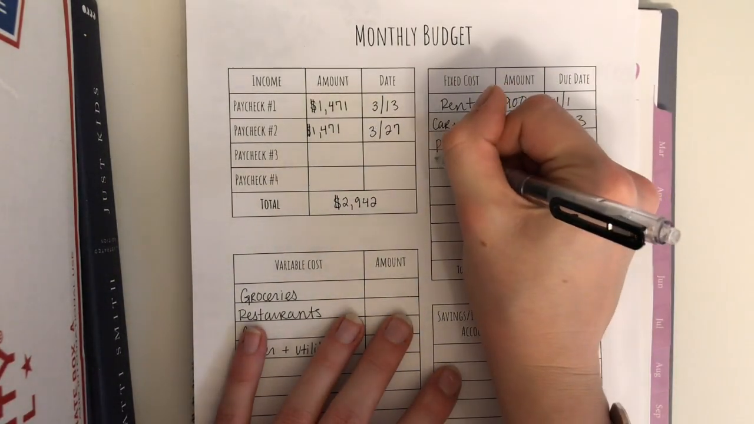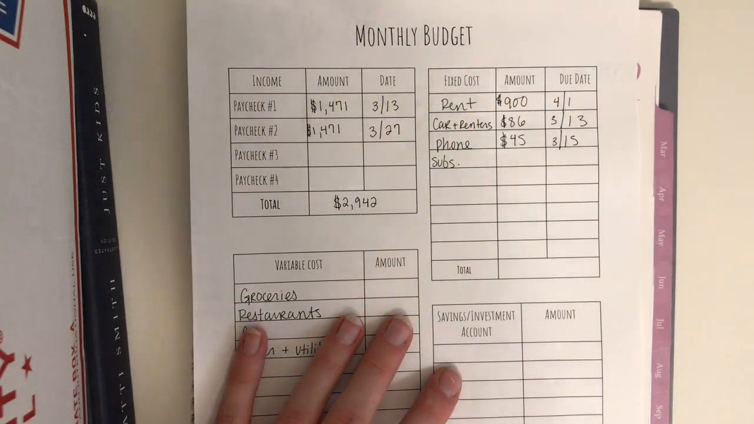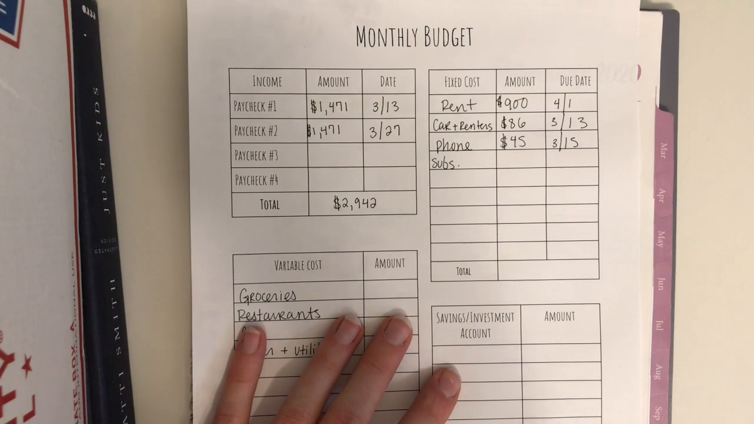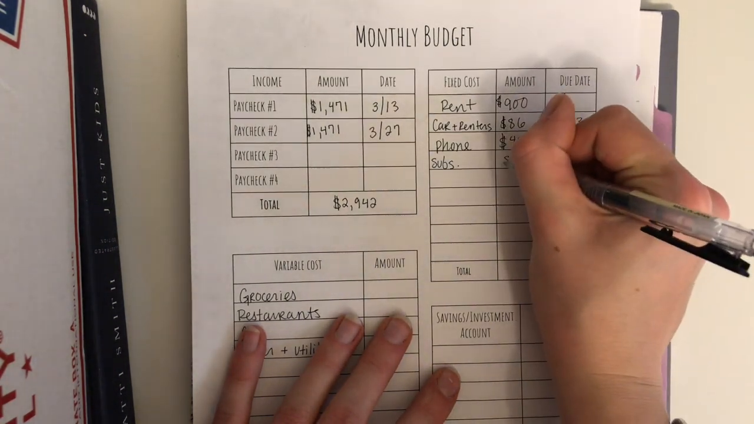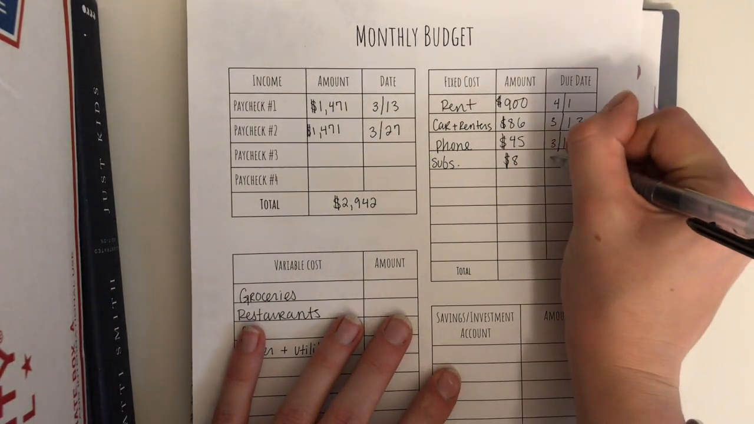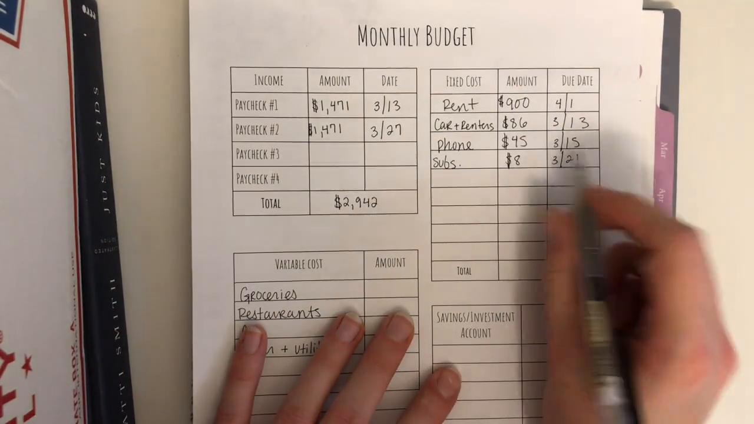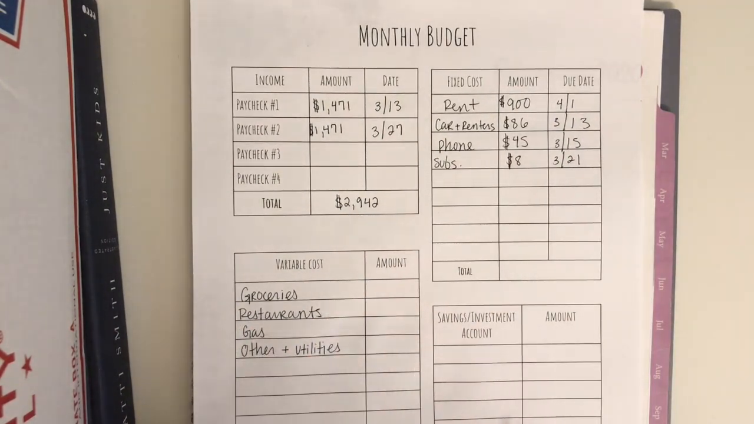And finally, I have my subscriptions. Those for me are just a Patreon that I donate to, and then the Human Rights Campaign that I donate a small amount to monthly, and those come out to $8 a month, and they both come out around the same date, so I just put an estimation there. They'll come out the 21st.